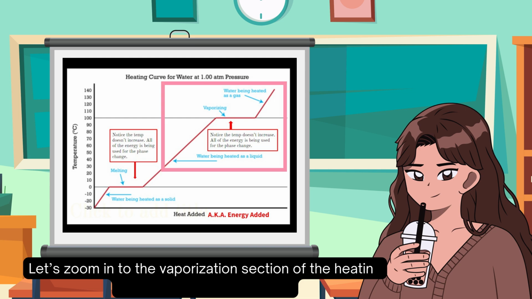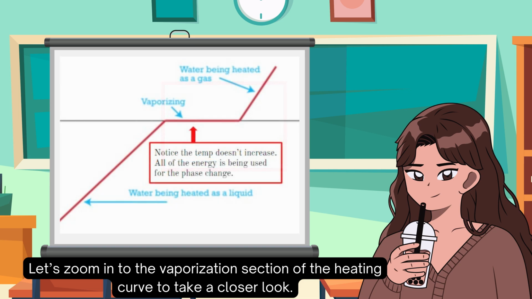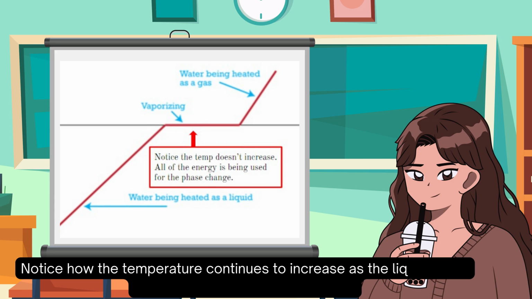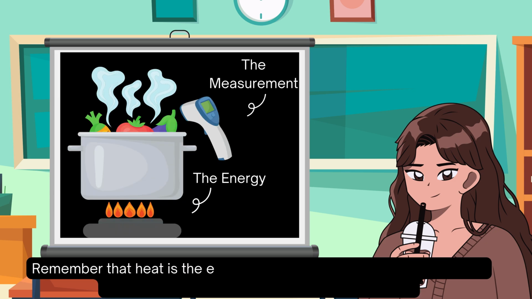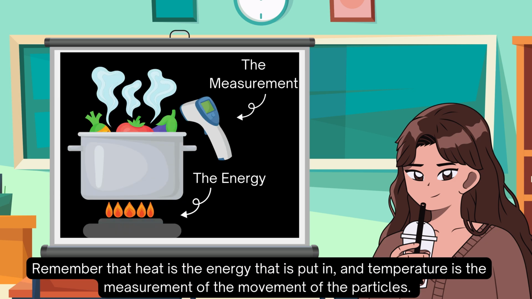Let's zoom into the vaporization section of the heating curve to take a closer look. Notice how the temperature continues to increase as the liquid heats, but stays constant as it vaporizes. Remember, the heat is the energy that is put in, and the temperature is the measurement of the movement of the particles.